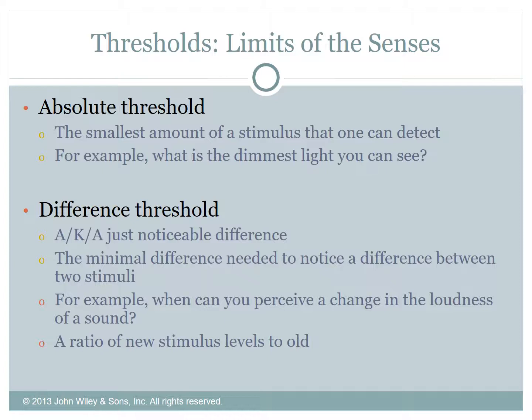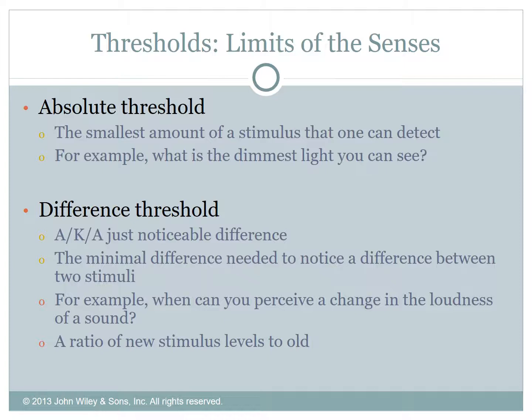The difference threshold is actually significantly different than the absolute threshold. Rather than having a bare minimum amount of information that you can take in, to detect a change in your sensory information, difference thresholds function on something of a ratio. We can refer to this as a just noticeable difference in sensory information. And it's very much a ratio.